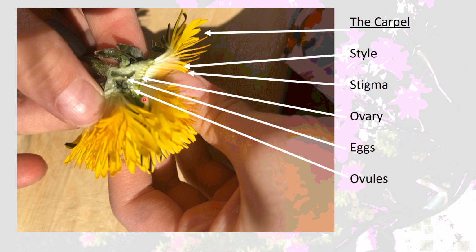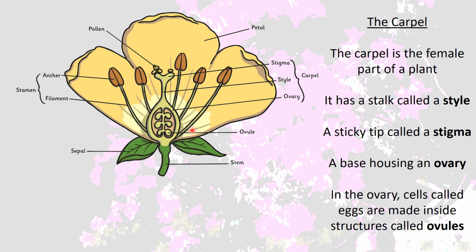Here are some more parts of the flower, the carpel. And again, we're going to look at the carpel in more detail in a moment. We've got the style, the stigma, the ovary, the eggs, and the ovules. Now, in my photograph here, I didn't think that it was clear enough, so I decided to use this actual diagram of these to show you a dissection of a flower in more detail.